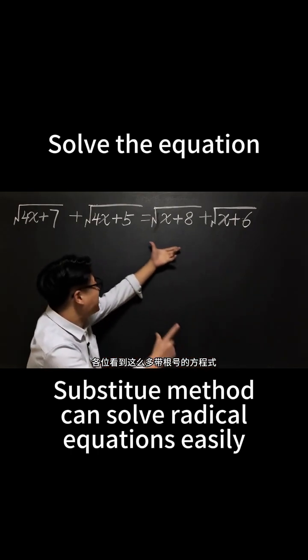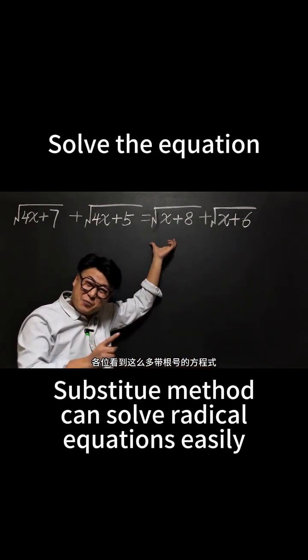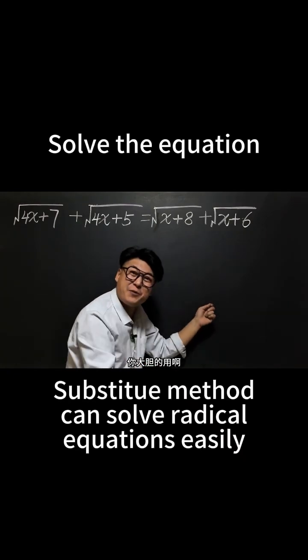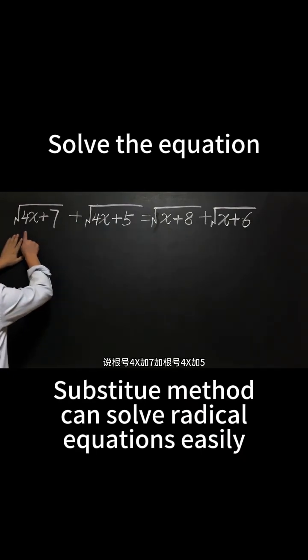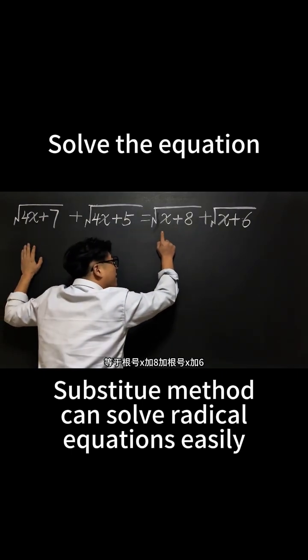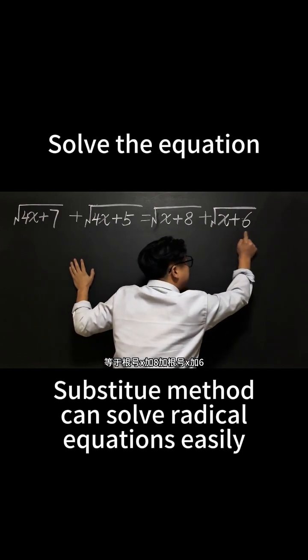When you see so many equations with square roots, don't try to brute force them. Haven't I taught you the substitution method? Use it boldly. Look at this problem. It says the square root of 4x plus 7 plus the square root of 4x plus 5 equals the square root of x plus 8 plus the square root of x plus 6.